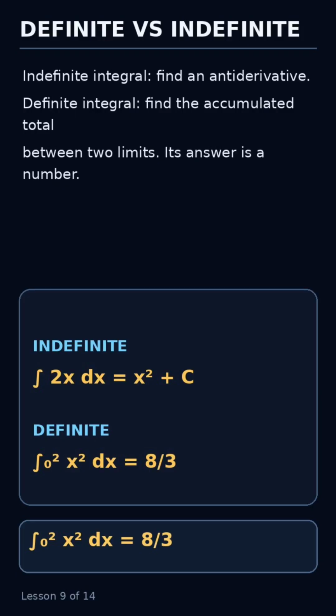The second type is a definite integral. For example, the integral from 0 to 2 of x squared dx. Here we have limits. 0 is the lower limit, 2 is the upper limit. So we are asking for the total accumulated quantity between these two values. In the area interpretation, this means the area under the curve from x equals 0 to x equals 2. And unlike an indefinite integral, the final answer is a specific number. For this example, the integral from 0 to 2 of x squared dx equals 8 by 3.